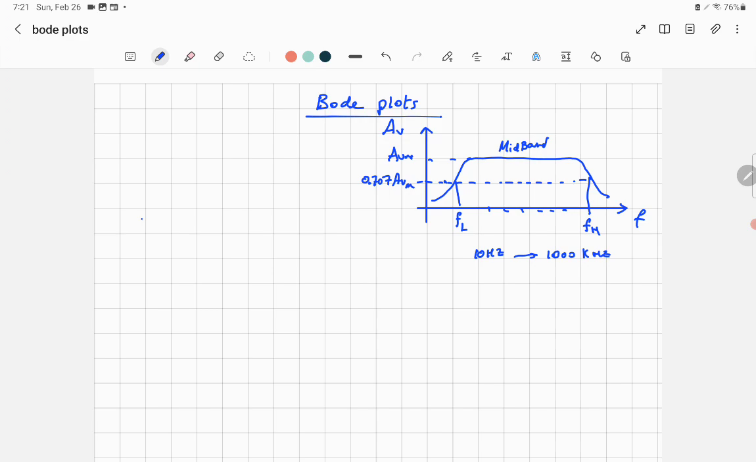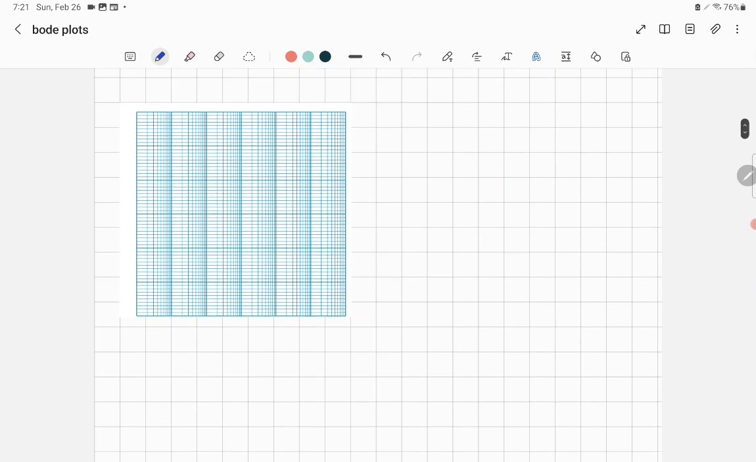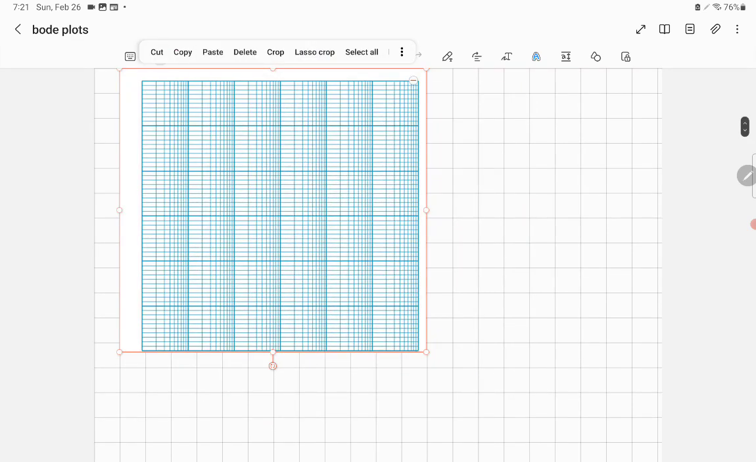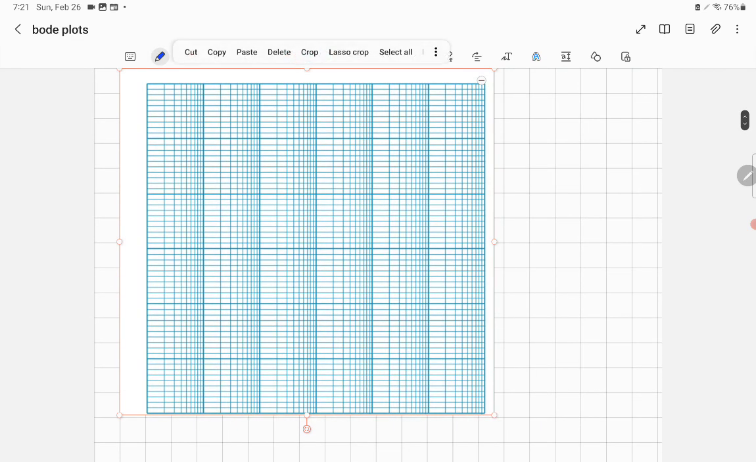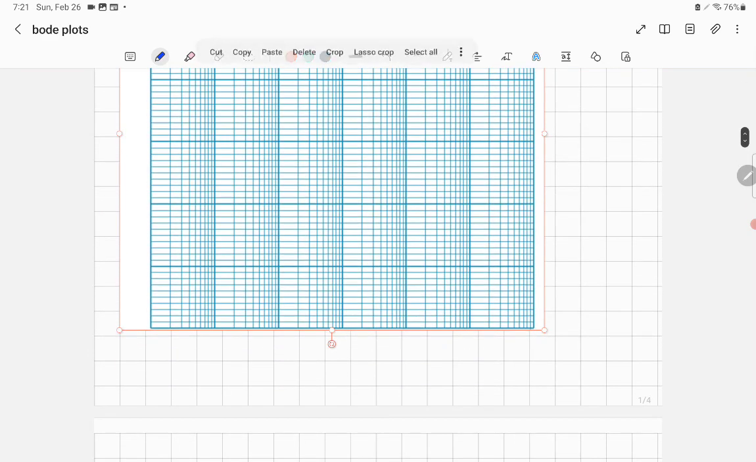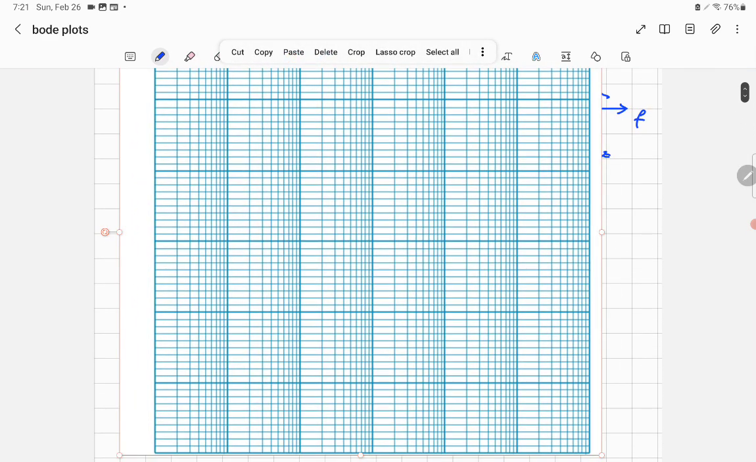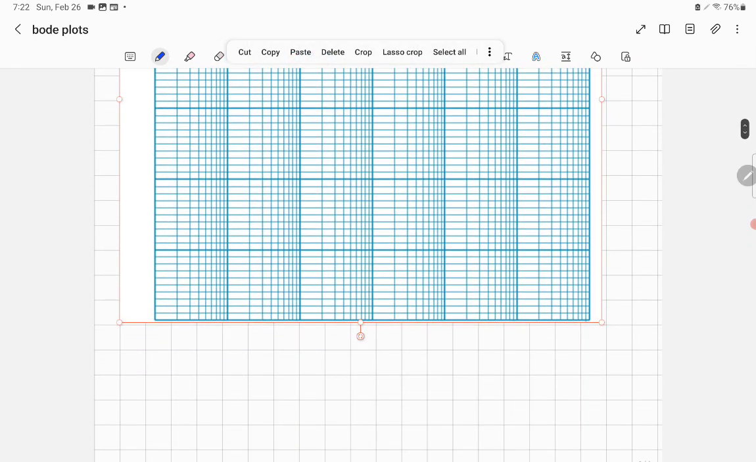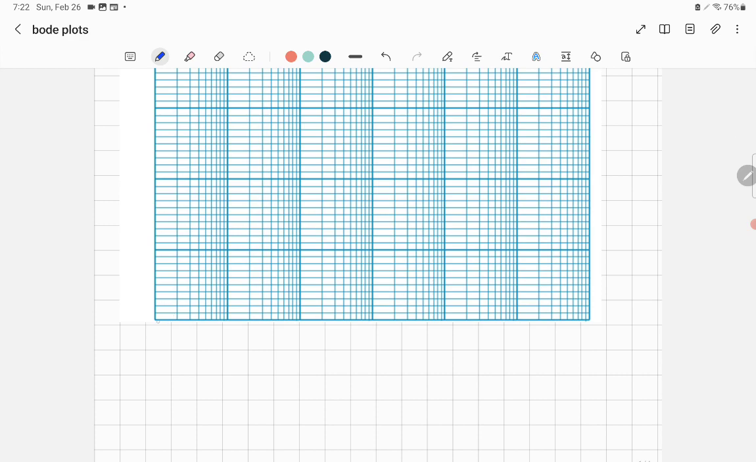So for example, I have here semi-log paper. What does it mean, semi-log paper? That's what we're going to use to do the Bode plot. As you see, the x-axis is divided into logarithmic scale. You see the distance between the first unit and the second, and then it starts to get smaller and smaller, because it's logarithmic scale. All right, it's different than the linear scale.